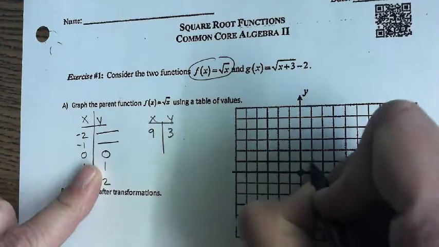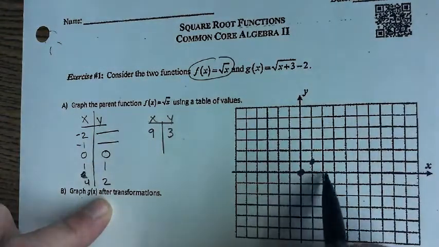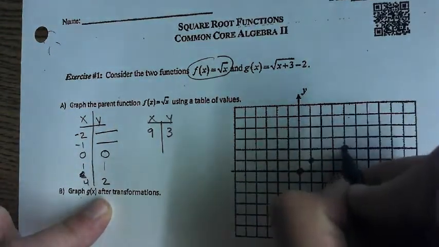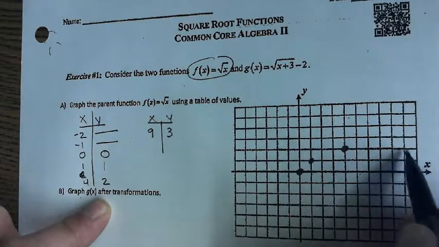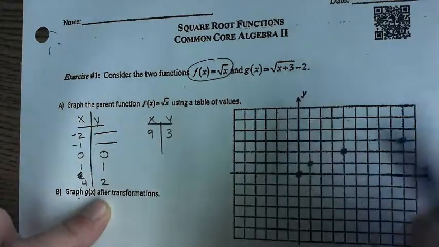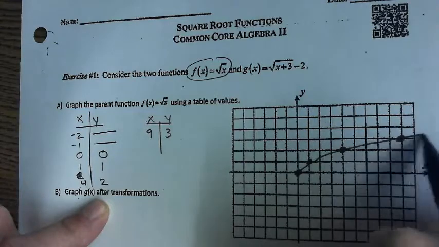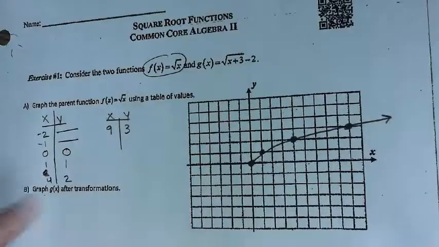And then 1, 1. And then 1, 2, 3, 4, 2. 5, 6, 7, 8, 9, 3. And then we can go on forever, but it's going to sort of even out and flatten a little bit. It will never be perfectly flat, but sure, it will look flat. Okay? So that's your parent graph.